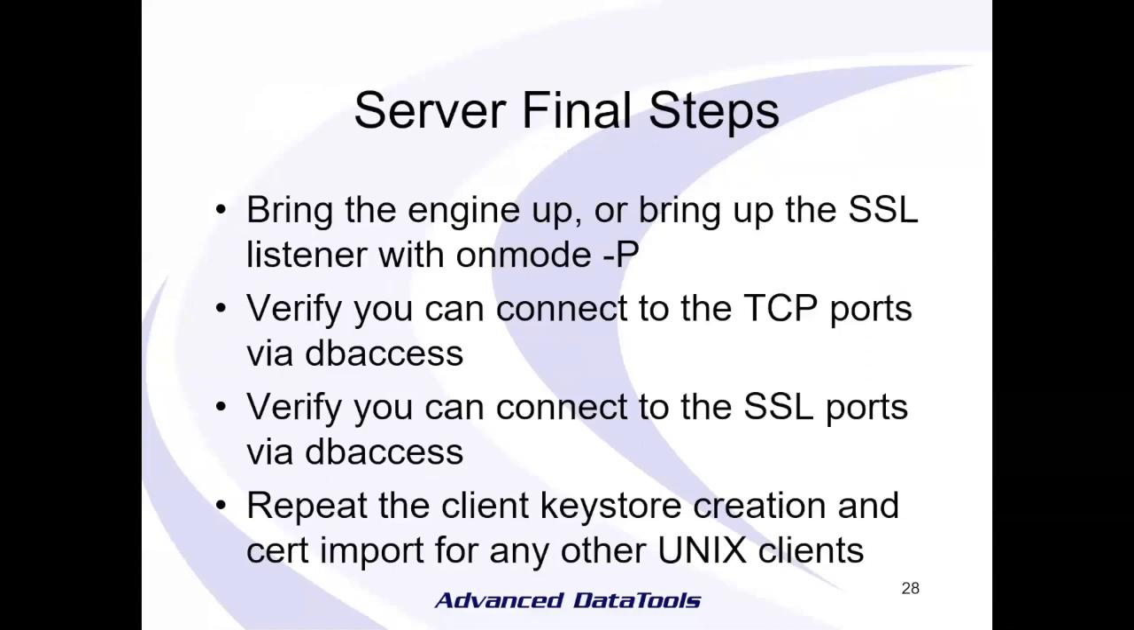So at this point, after step one, our engine's online, we're running encrypted, with an encrypted listener to be specific. Second thing is we want to make sure that our existing TCP ports work. I just always go to DB Access, go to connect, and make sure those work. And then lastly, use DB Access to connect to SSL. That way we verify that the SSL listener's up, it works, and we're able to work with clients on it.